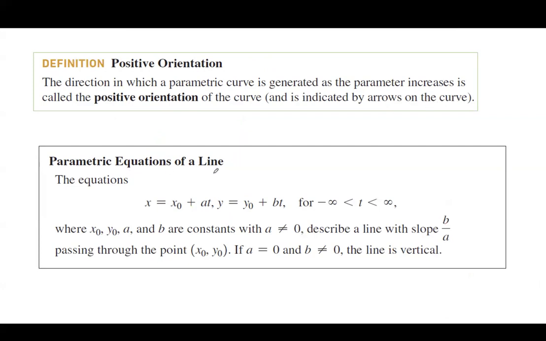The parametric equation of a line is described as x equals x sub 0 plus at, y equals y sub 0 plus bt, and t is bounded between negative infinity and infinity. x sub 0, y sub 0, a and b are constants. If a is non-zero, it describes a line with slope b over a, passing through the point x sub 0, y sub 0. And if a is equal to 0 and b is non-zero, then this is basically a vertical line.